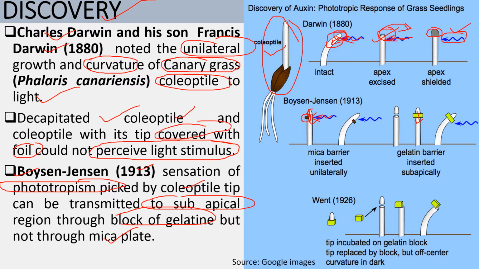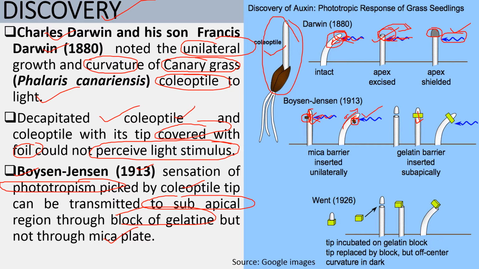But when this mica plate was inserted in the direction of light, सीडलिंग में उस डायरेक्शन में जहाँ पे लाइट पड़ रही है, सो जो ऑक्सिन होता है वो शिफ्ट हो जाता है लाइट वाली साइड से डार्क साइड में, और वहाँ पे सेल इलोंगेशन करता है, जिसकी वजह से जो सीडलिंग है कर्वेचर शो करती है in the direction of light.